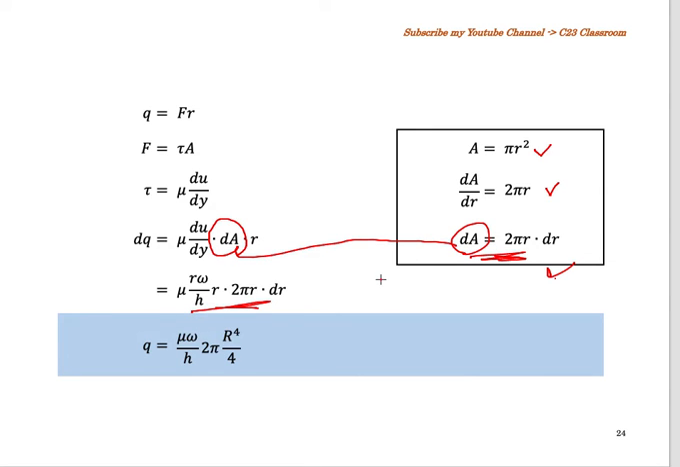So the value of dA here is substituted into this one, and then I think you already know what to do. We differentiate this term, so we have a dT here. We integrate the dT, we get T, and then we integrate all of these, so we could get mu omega over h times 2 pi r to the power of 4 over 4. The limit of integration is from 0 to capital R.